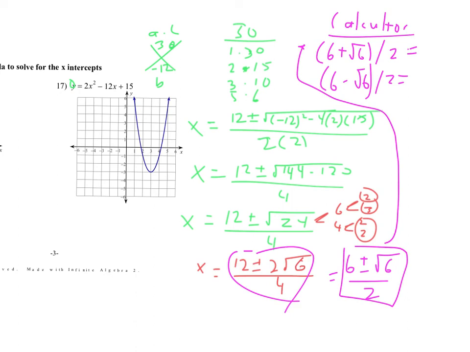So let me type this into the calculator and see what we get here. So for the first one, I get about 4.22. And for the second one, I get 1.77. And so if you kind of look at where this graph hits the x-axis, right here and right there, I would say that those are very reasonable answers there, 1.77 and 4.22. So that's pretty cool that that matches up there.